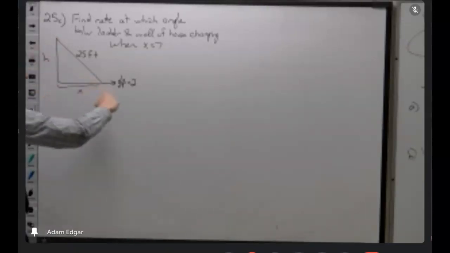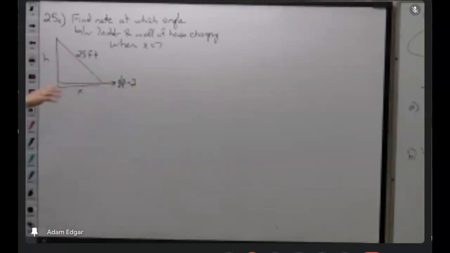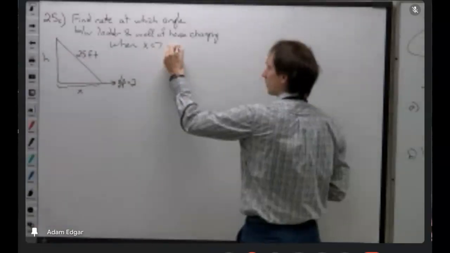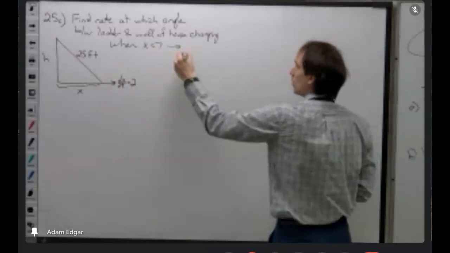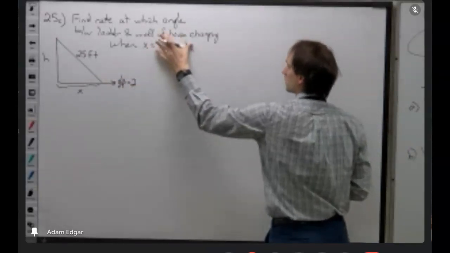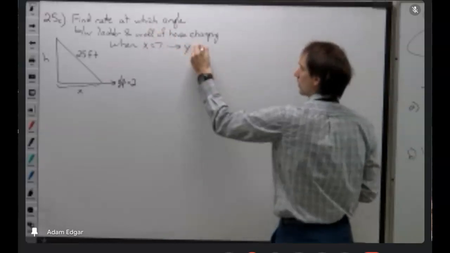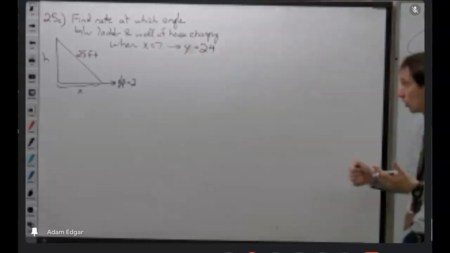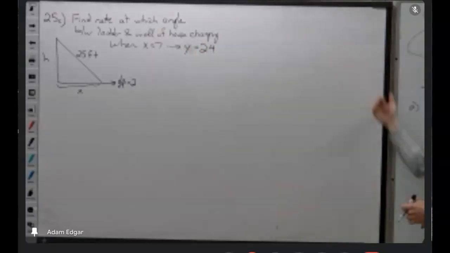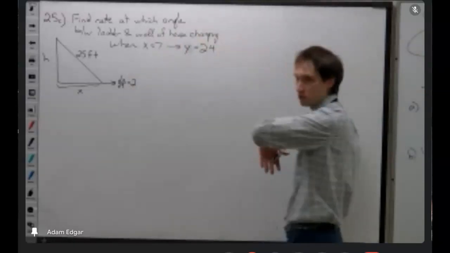Somebody comes along, pulls the base of the ladder away from the house, still at 2 feet per second. We're going back to the first scenario where the base of the ladder is currently 7 feet away from the house. So X is back to being just 7 for right now. And since we know that, going back to part A, when X was 7, what was the height of the ladder up the house? What was Y? 24. So we don't need to find that again. We can reuse what we already found and say, okay, I know when X is 7, Y is 24 because I found that already.